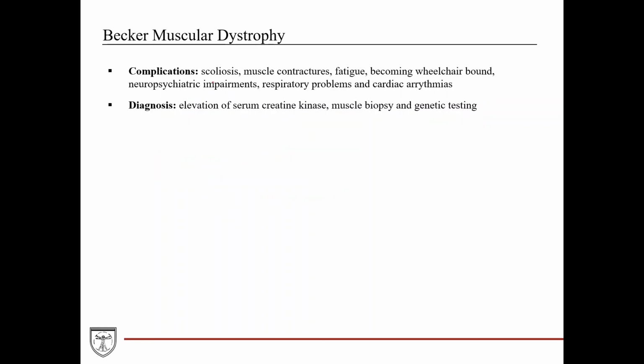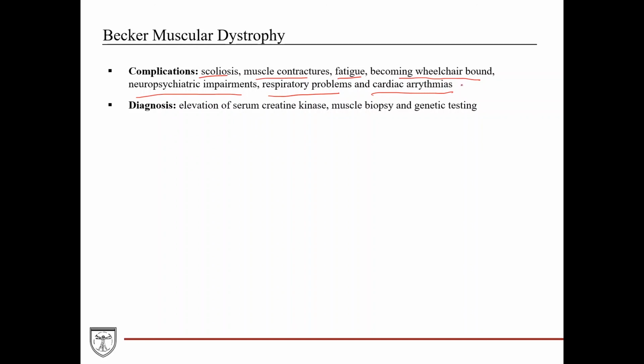Complications also very similar: neuromuscular scoliosis, muscle contractures, muscle fatigue. These patients can become wheelchair bound just at a much later age. These patients also will have the neuropsychiatric impairments you see in Duchenne, so potentially ADHD, learning difficulties, problems in school. They can have respiratory problems, again, due to the diaphragm being a skeletal muscle and the intercostal muscles being skeletal muscle. And they also can develop cardiac arrhythmias. The prognosis for these patients is a little bit better. It's a little more variable than Duchenne.